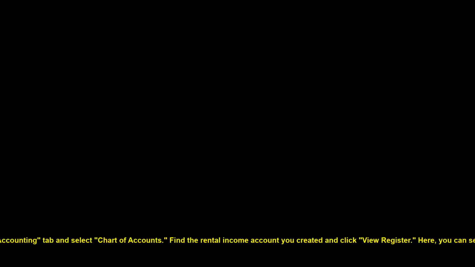To view your tracked rental income, return to the Accounting tab and select Chart of Accounts. Find the rental income account you created and, to generate reports, click on Reports in the left-hand menu. Search for the Profit and Loss report to review your rental income over a specific time period. Adjust the date range as necessary to see your desired results.